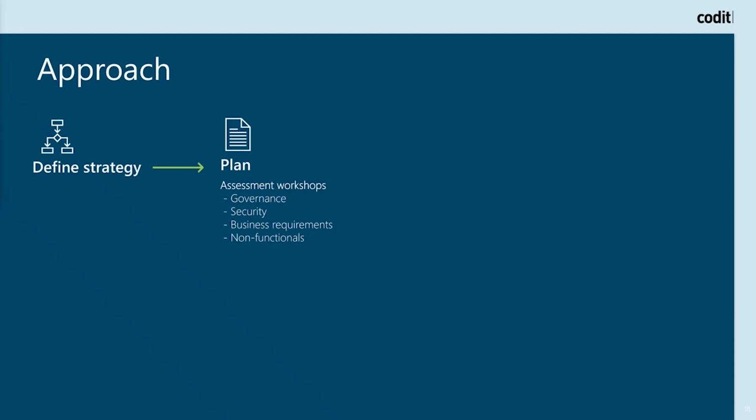Once you have that strategy, you can start with the plan phase. In the plan phase, you will start with an assessment workshop so that you can document what future deployments should be using and should comply to. These are simple instructions towards teams so that they know how to behave in your environment.